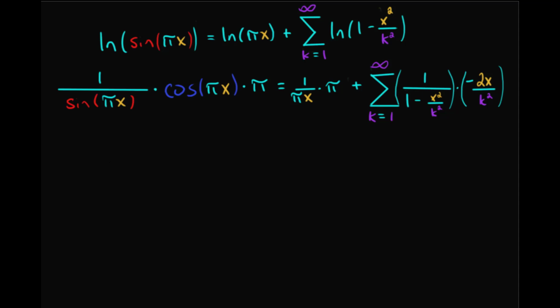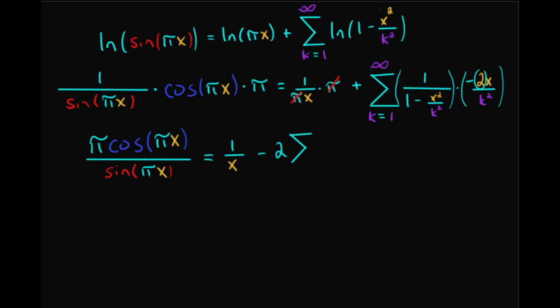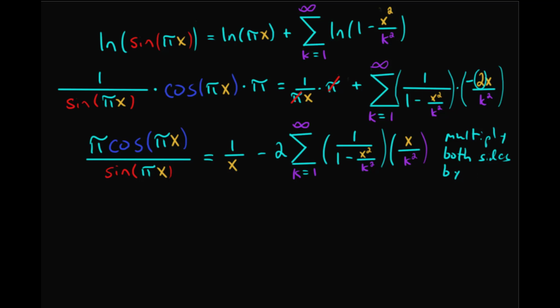Well, let's just quickly simplify the right-hand side by canceling those pi terms there. So then we'll have pi times cosine pi x over sine pi x equals 1 over x minus, now let me just pull out that 2 there, 2 times the sum from k equals 1 to infinity of quantity 1 over 1 minus x squared over k squared times quantity x over k squared. Now I'd like to get rid of that 1 over x term on the right-hand side, so I'm going to multiply both sides of the equation by x.